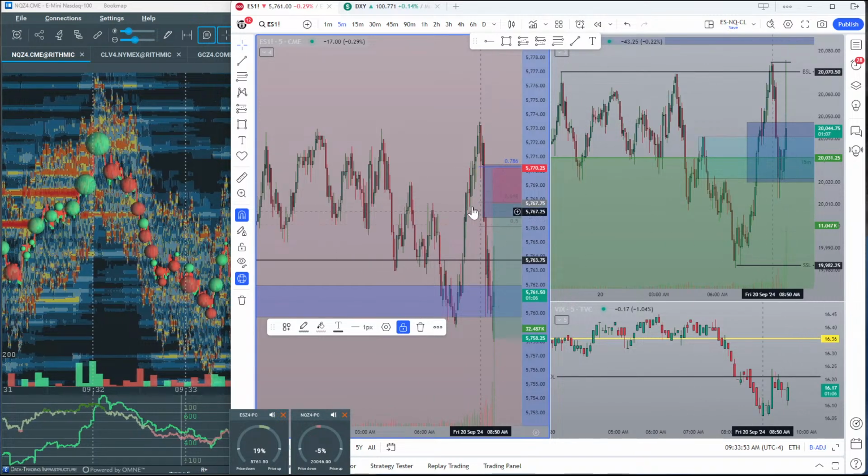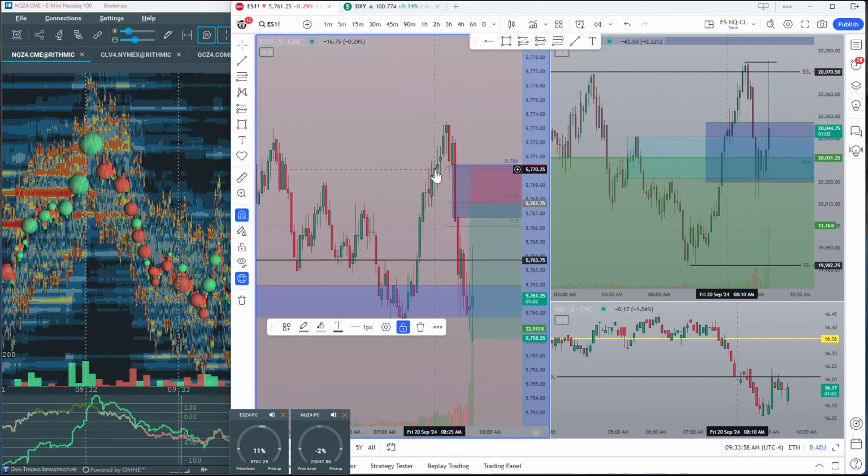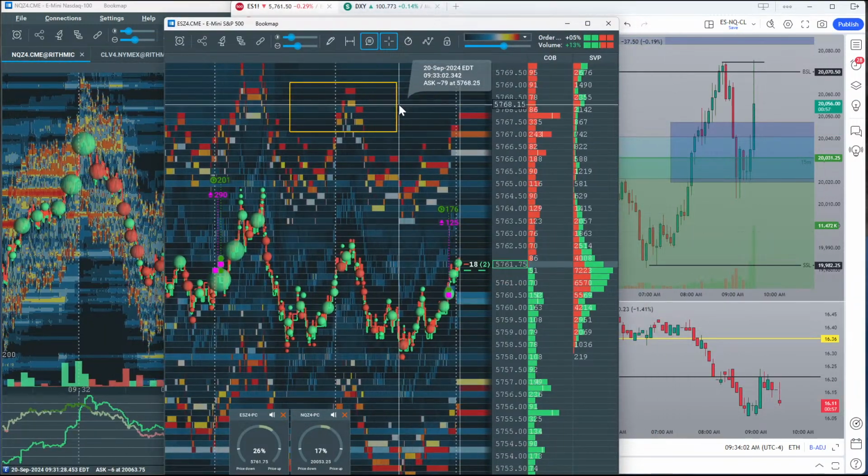And look, we have another divergence. ES took out these lows. NASDAQ didn't take out those lows. So again, ES is much weaker right now. We're trying to make our way back higher, back to this zone up here.